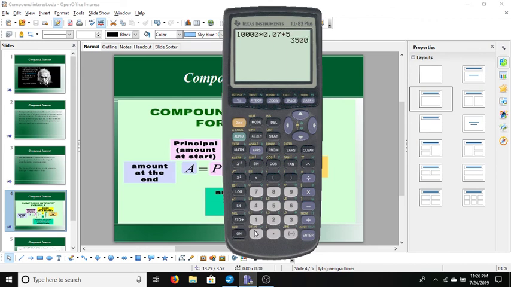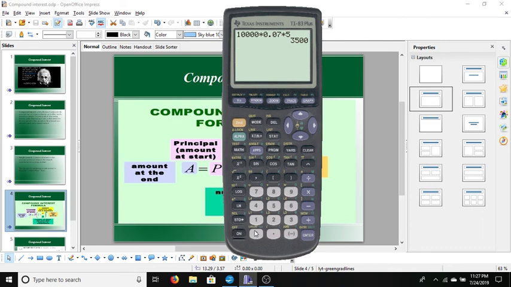And that's it. Over the course of 5 years, they would have earned $3,500 in interest on that amount, assuming that every time they get paid interest at the end of the year, they just take the money out. They don't leave it in the account. That's what simple interest assumes. You assume that you don't leave the money in the account, you just take it out.